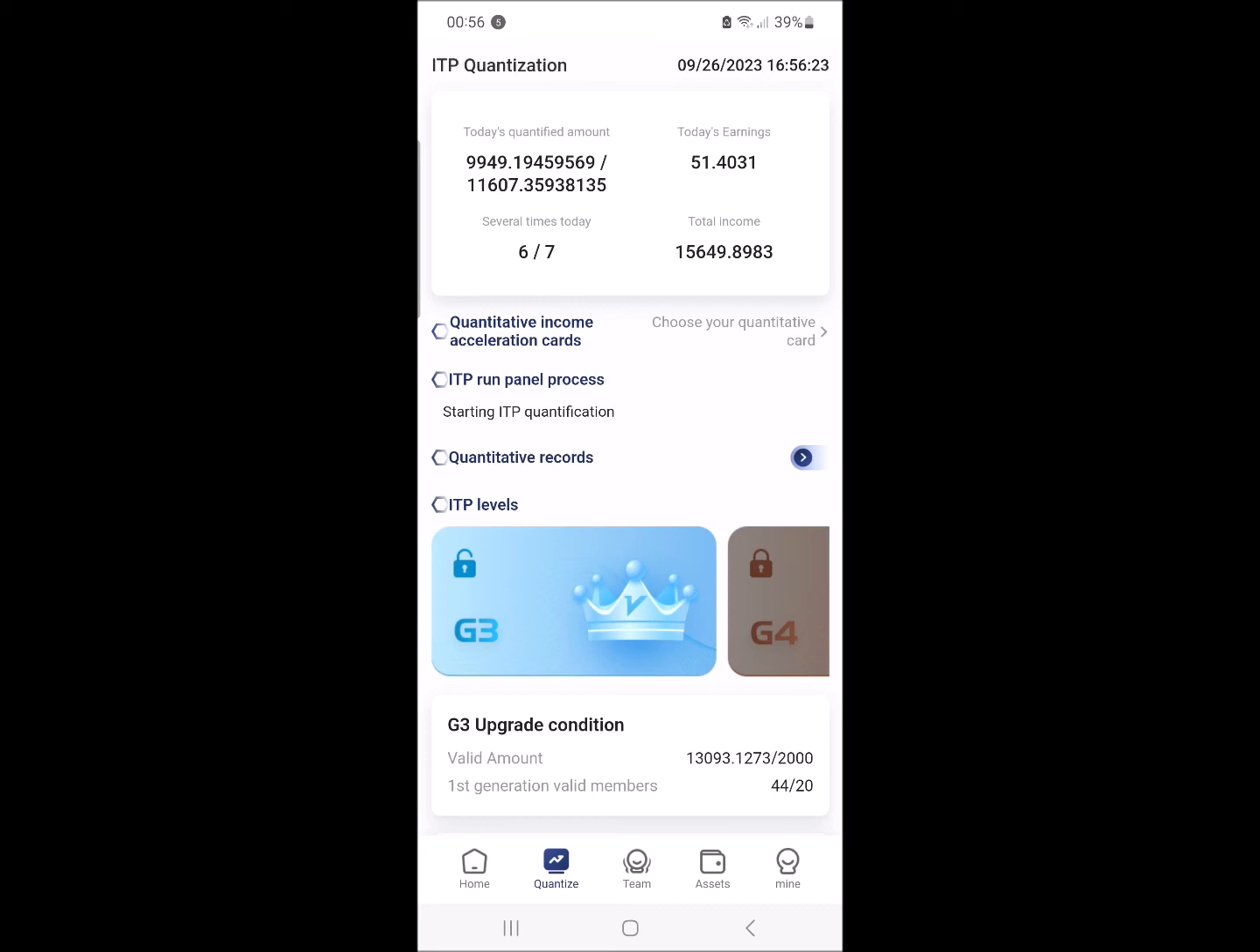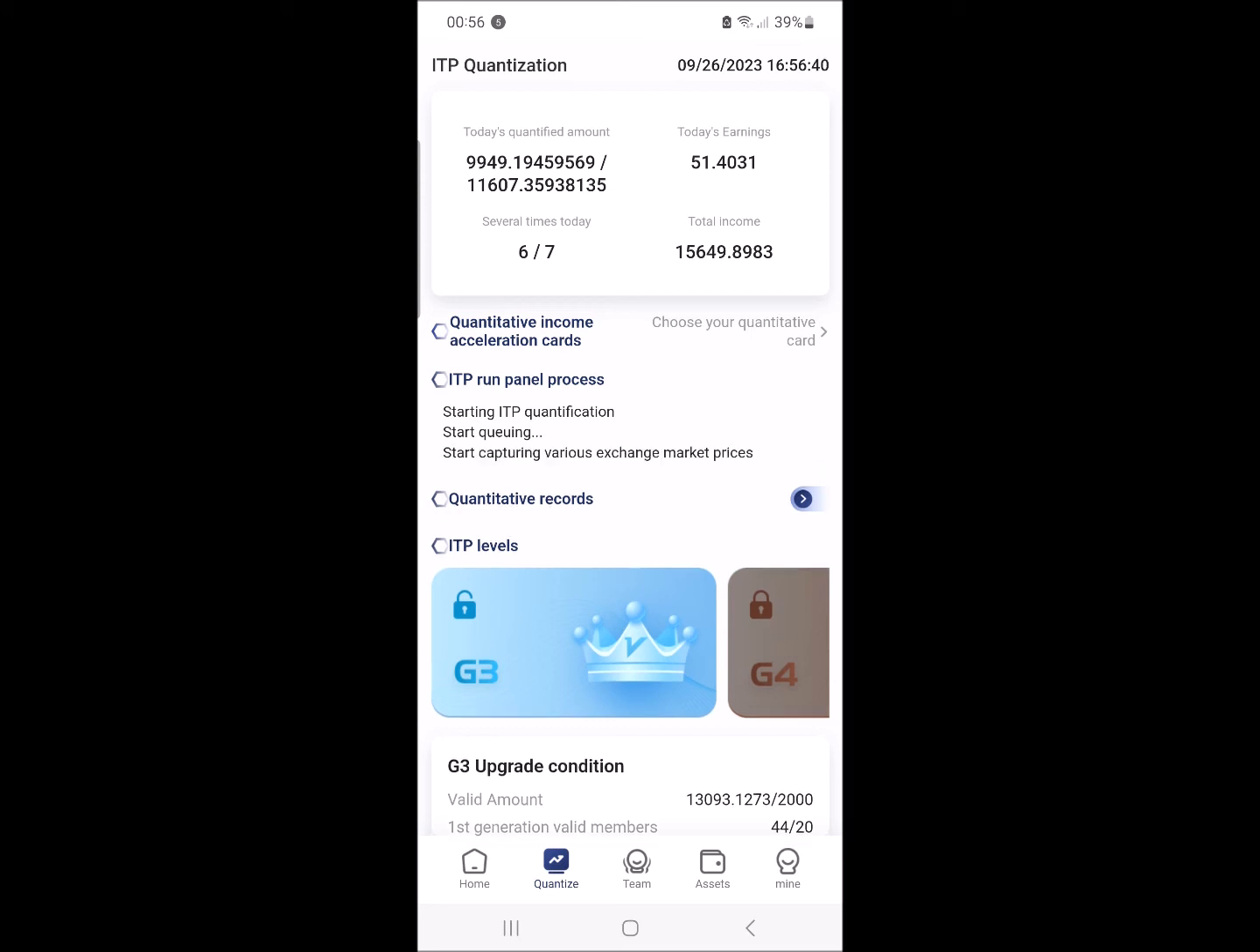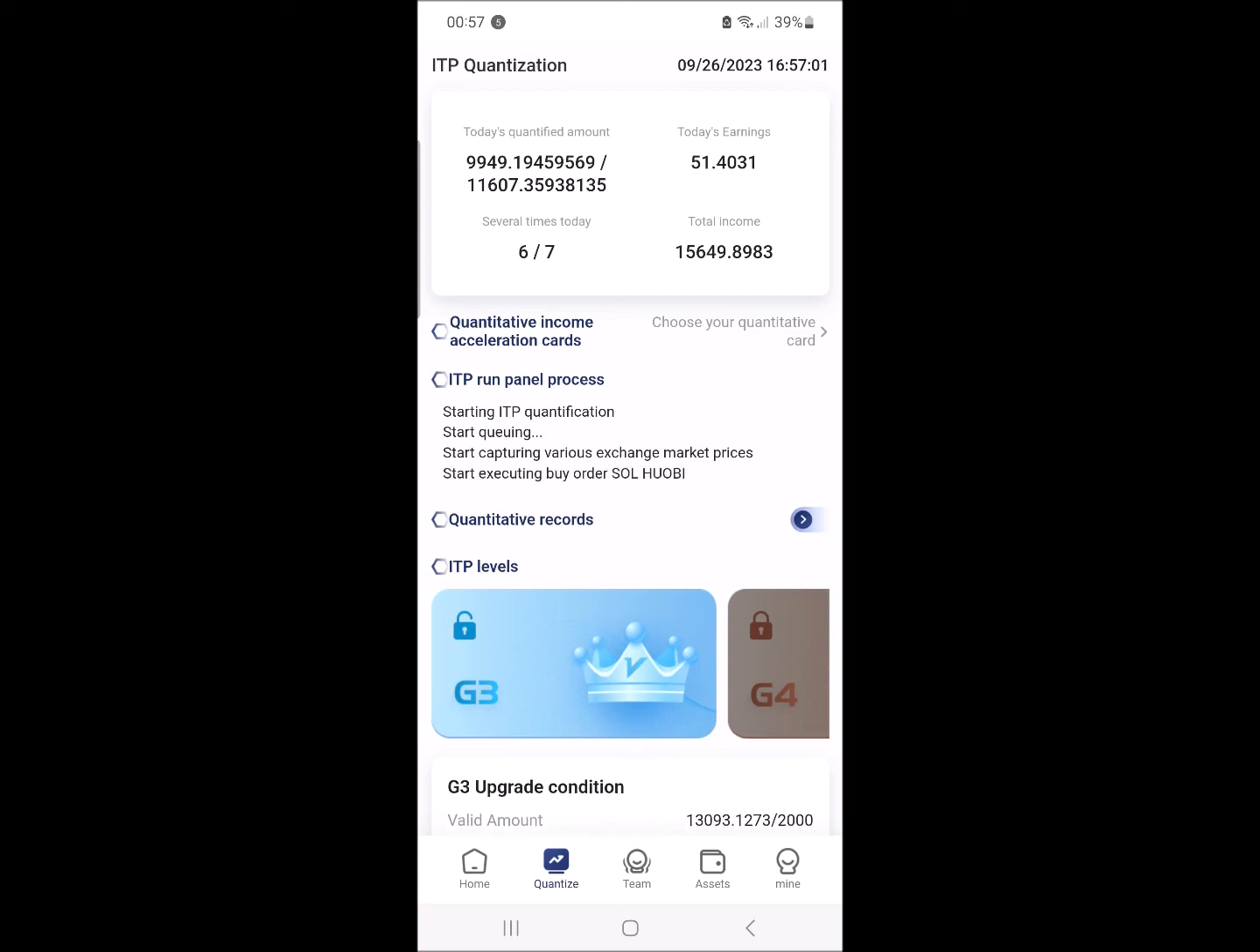This is artificial intelligence checking all the cryptocurrency exchanges around the world. It's starting queuing those exchanges. Okay, it's starting to capture the different prices from those exchanges. It'll be looking to buy a cryptocurrency at a low price and sell it at a high price. It might use the same currency as last time, it might use a different one. The AI is using the same one, Sol.